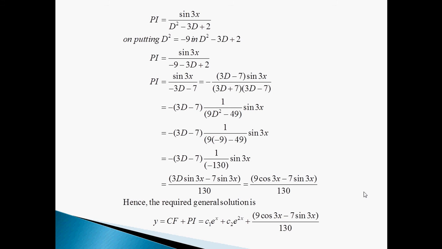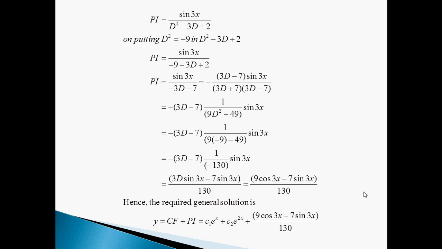Now we again put D square equal to minus 9, which gives minus (3D minus 7) into 1 upon (9 into minus 9 minus 49) sine 3x, which is equal to minus (3D minus 7) into 1 upon minus 130 sine 3x. And we multiply sine 3x with 3D and minus 7. We get (3D sine 3x minus 7 sine 3x) upon 130.